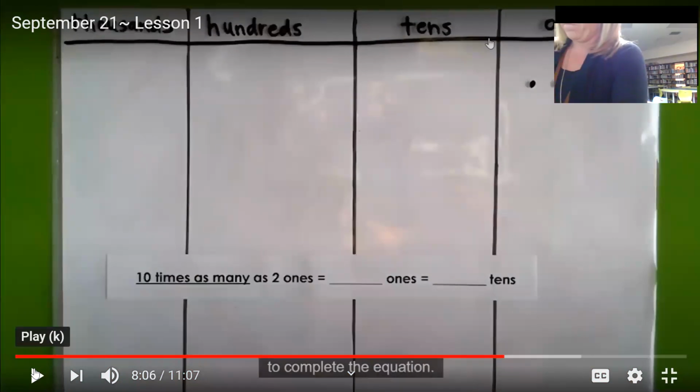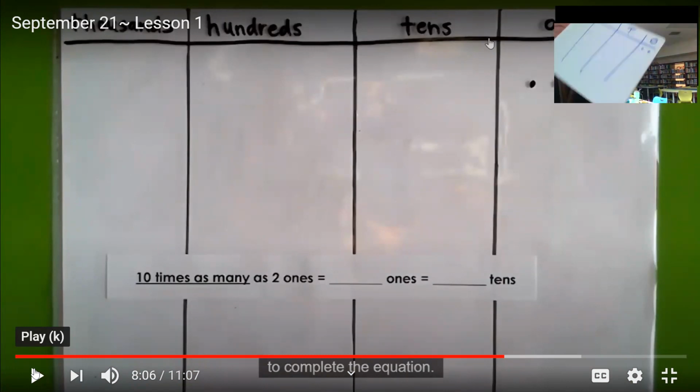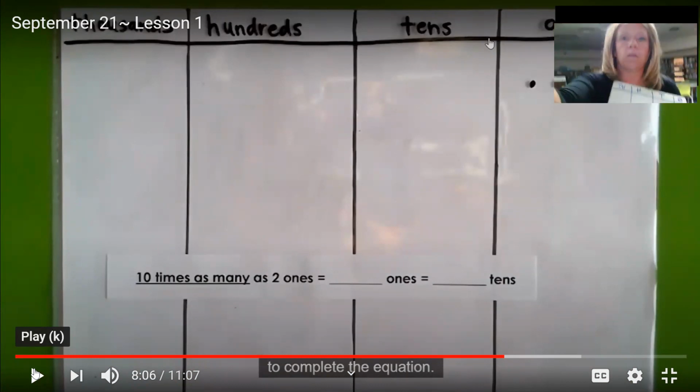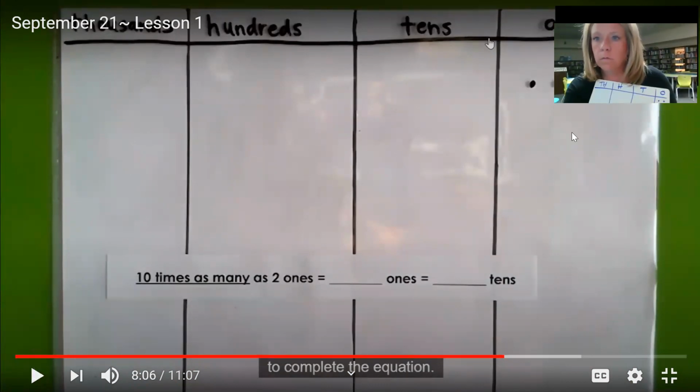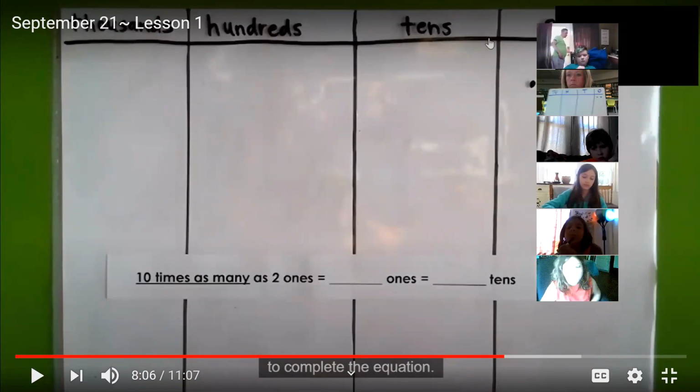You need 8 more ones. Right? So here are my 2 ones. Here are my 2 ones.